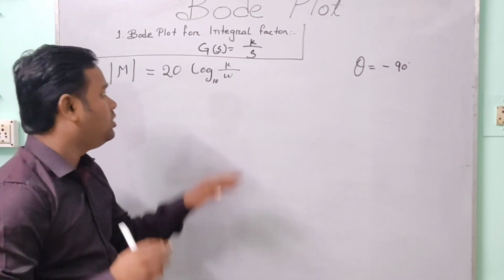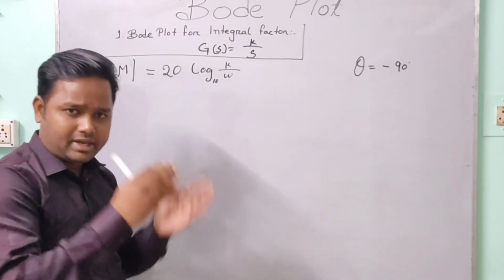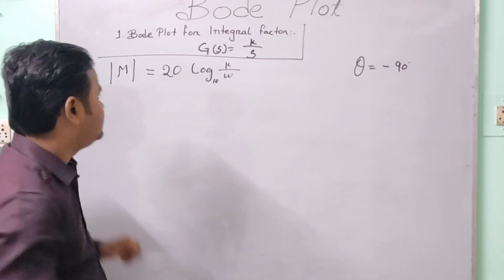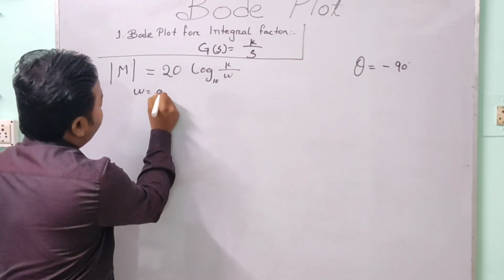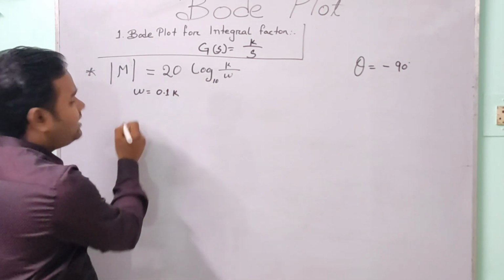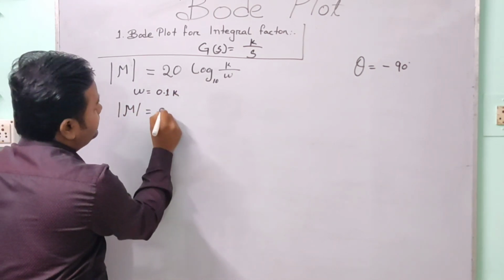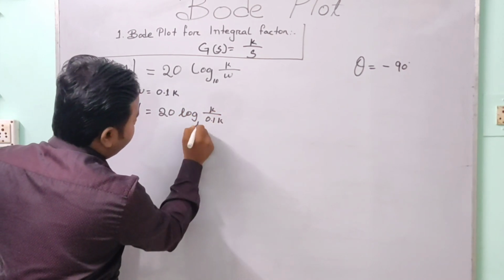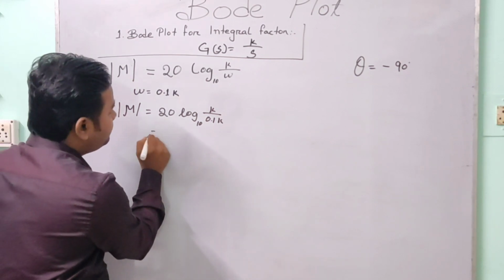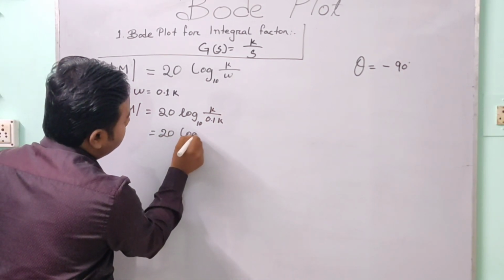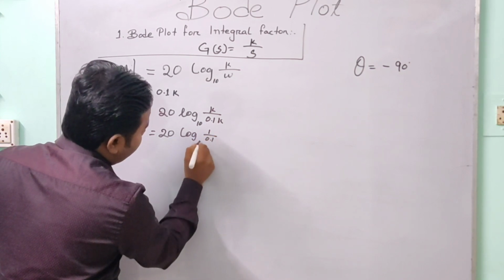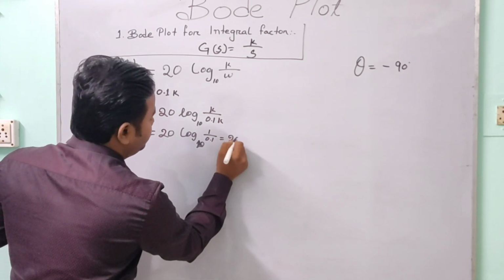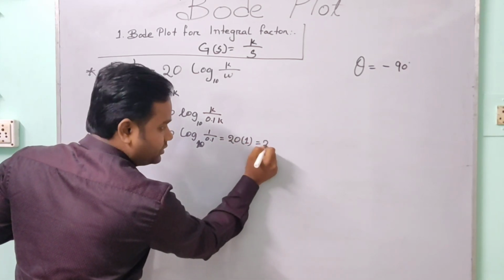Now our aim is to vary the value of omega from a minimum value towards a maximum value. The first step, suppose omega is equal to 0.1 k, then the magnitude M is equal to 20 log k by 0.1 k, base 10. Now the value will be 20 log 1 by 0.1, base 10, which is equal to 20 into 1, so the value is 20.